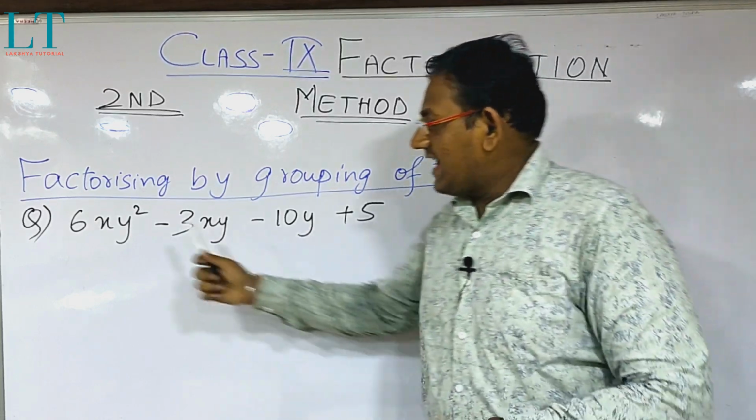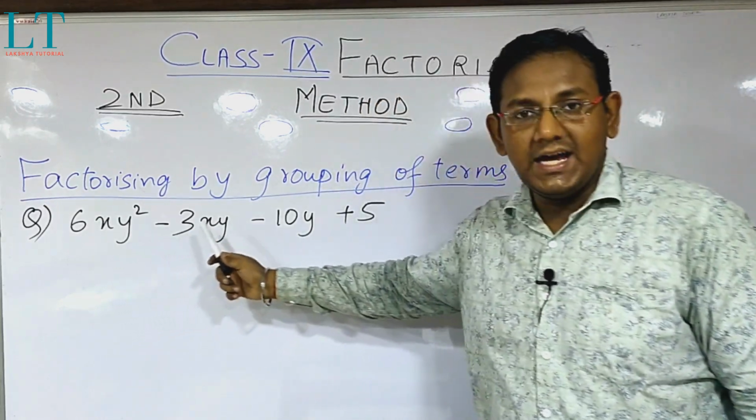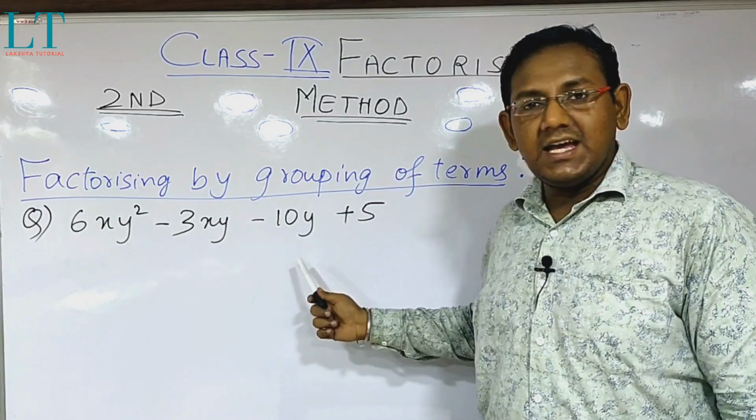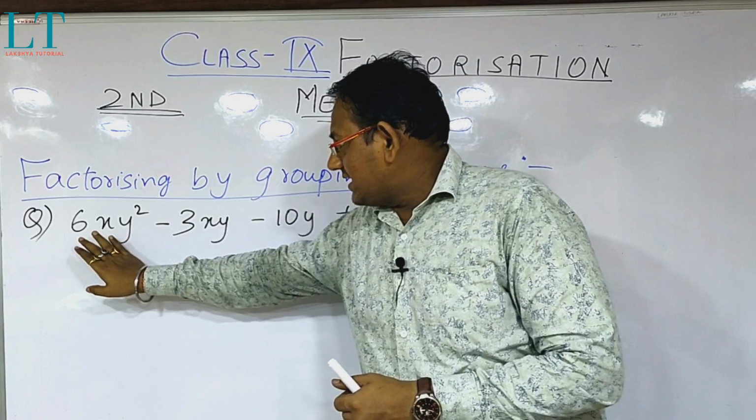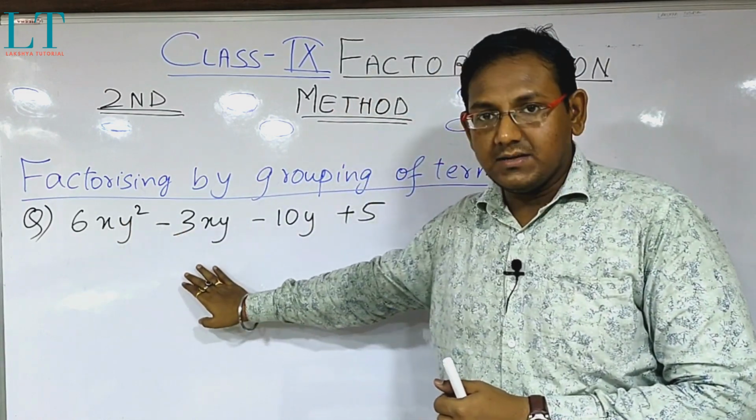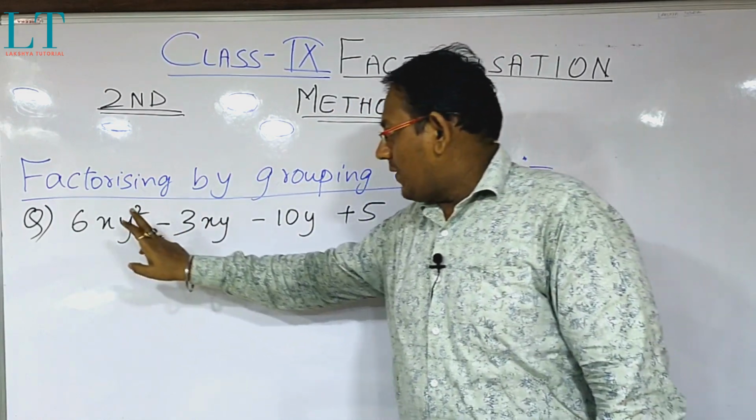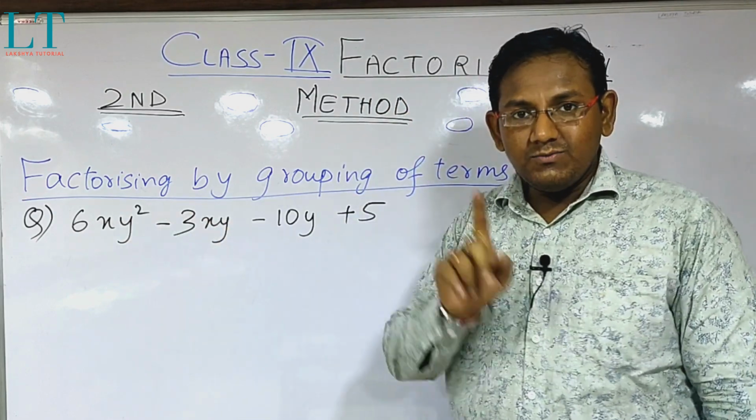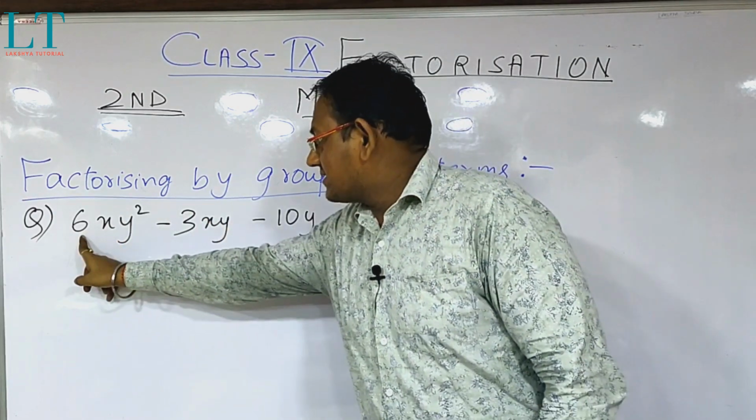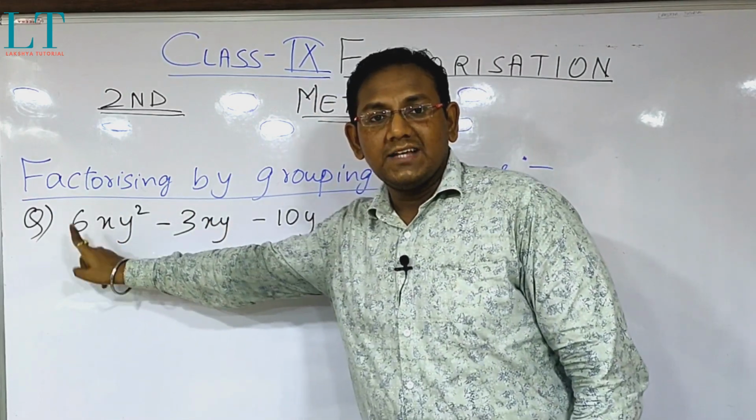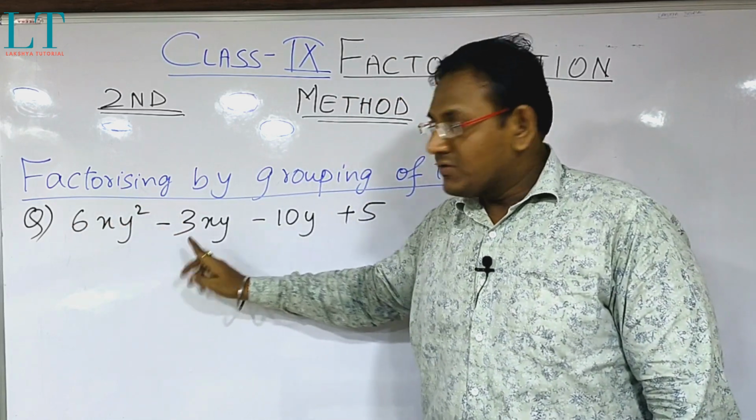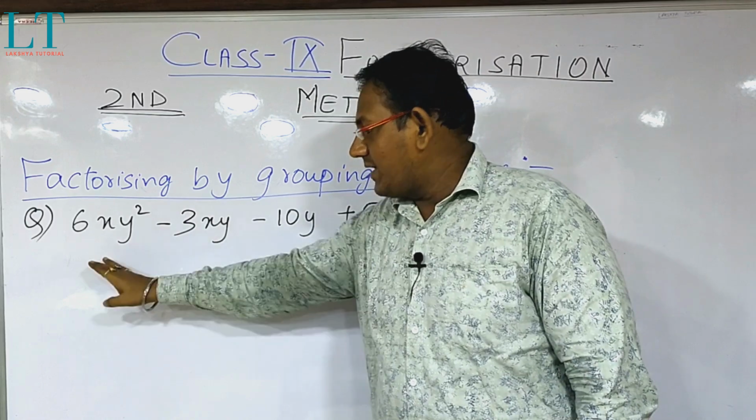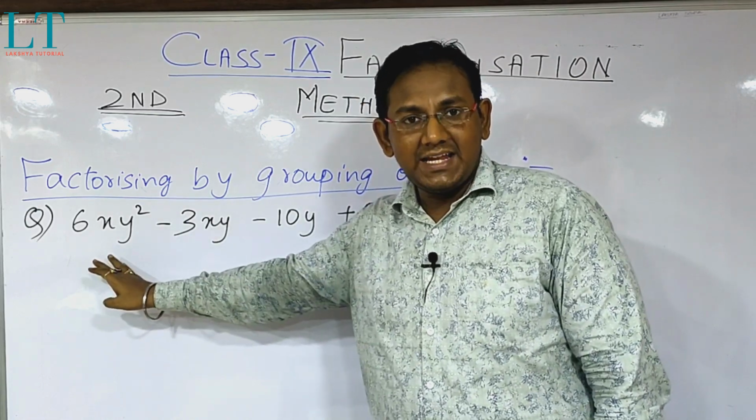Now in this question we have been given 6xy square minus 3xy minus 10y plus 5. Now in this particular question you can see that in this term as well as in this term there are two variables. One is x, another one is y. One more thing that is common is that 6 can be easily broken up as 3 into 2, and we can see 3 is also present in the second one. So we are getting too many terms over here that can be taken out common.